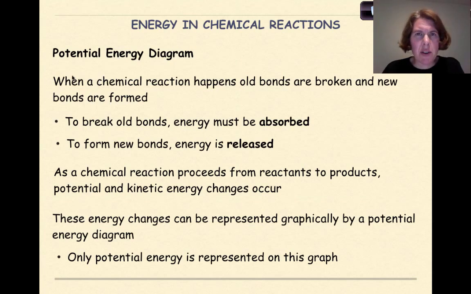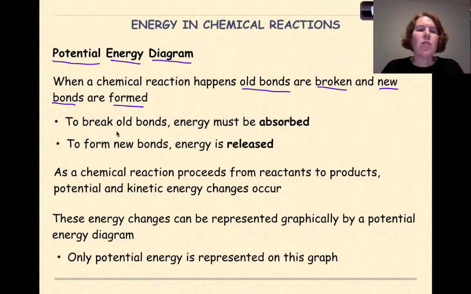What we need to first understand is the basics of a potential energy diagram. When a chemical reaction happens, old bonds are going to be broken and new bonds are going to be formed. That's a really important thing to remember, that when any chemical reaction happens, we're going to be breaking bonds and forming new ones. To break old bonds, energy must be absorbed. You have to put in energy to break something.